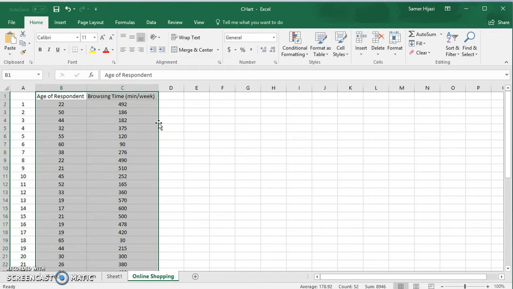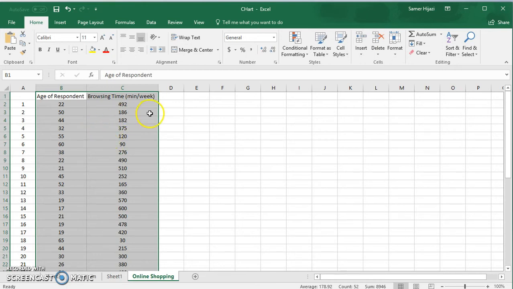What's the type of the relationship, which means is it linear, is it quadratic, logarithmic, exponential, and the direction of the relationship, which means is it increasing or is it decreasing. Increasing means as the age increases, older people spend more time browsing. Decreasing means as age increases, the browsing time decreases.